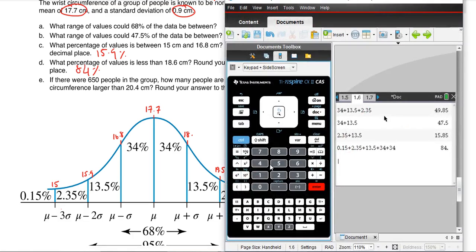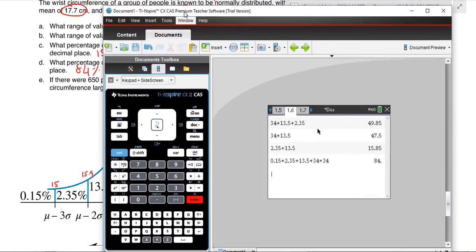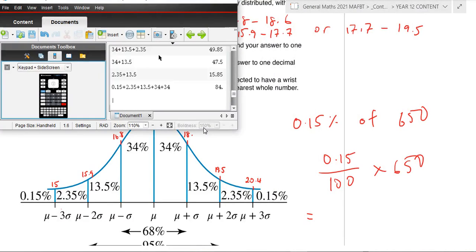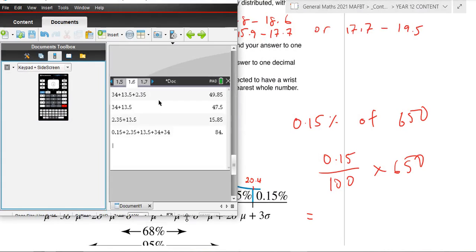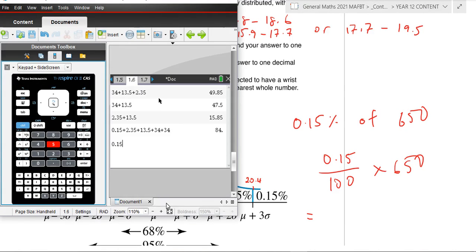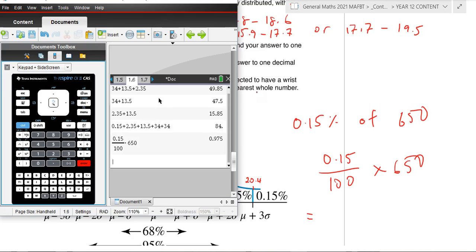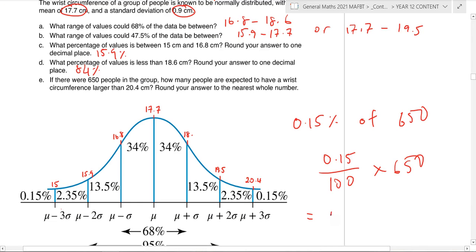Just put that in your calculator: 0.15 divided by 100 times 650, which equals 0.975, and you can round it to basically one person.